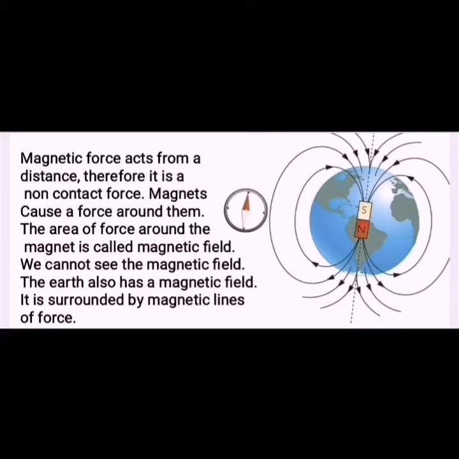We have already seen magnetic force acts from a distance. Therefore, it is a non-contact force. Magnets cast a force around them. The area of force around the magnet is called magnetic field. We cannot see the magnetic field. The earth also has a magnetic field. It is surrounded by magnetic lines of force.